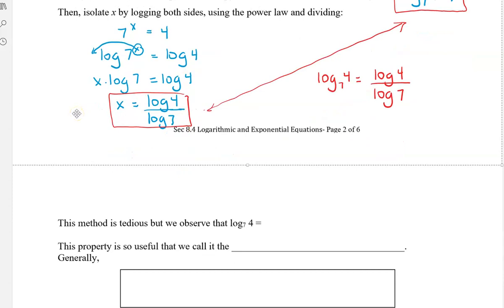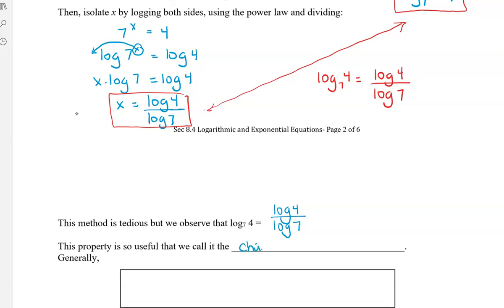So I'm going to just write this. We don't want to go through this step every single time, making it equal to x, and then logging both sides, and then dividing. So we now can just use the fact that log 4 base 7 is log 4 divided by log 7. This property is called the change of base property.